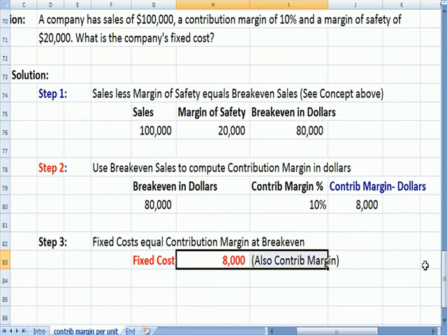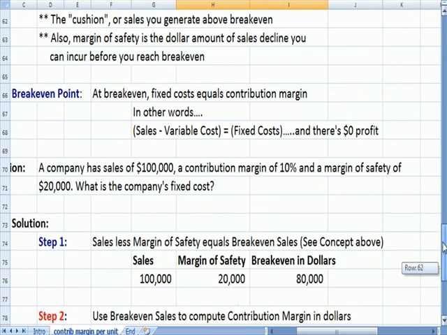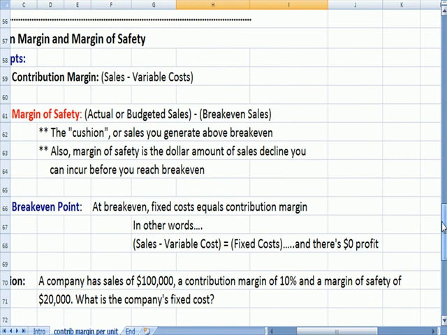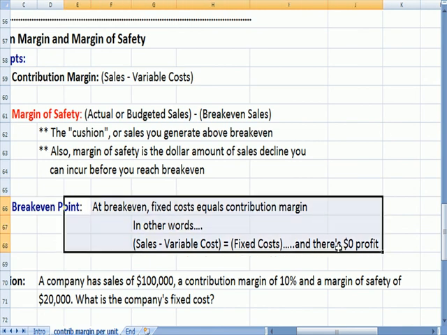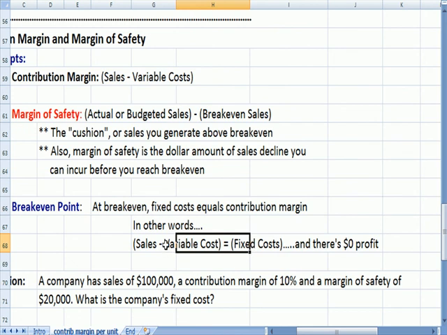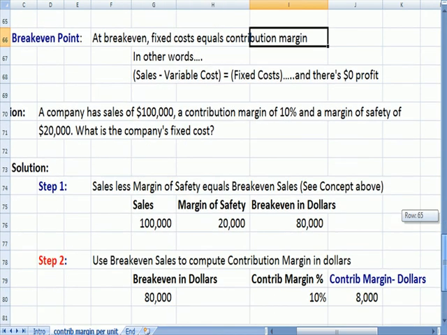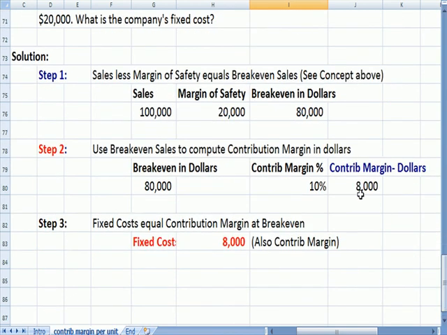So we've used the concepts of contribution margin, margin of safety, and break-even point. And the important one for the video is this one, that at break-even, fixed cost equals my contribution margin. And you had to know that to figure out this part of the question.